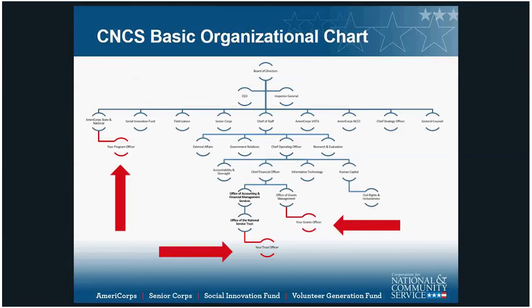So, the CNCS basic organizational chart. You can see here a tree, very beautiful, and it's a basic organizational chart of the Corporation for National and Community Service. What it's doing is indicating the agency's major programs and staffing units, and you can see those red arrows highlighting the 3 key points of contact for AmeriCorps State and National prime grantees, those 3 contacts that we just went over: the AmeriCorps State and National Program Officer, Office of Grants Management Grants Officer, and the National Service Trust Officer.